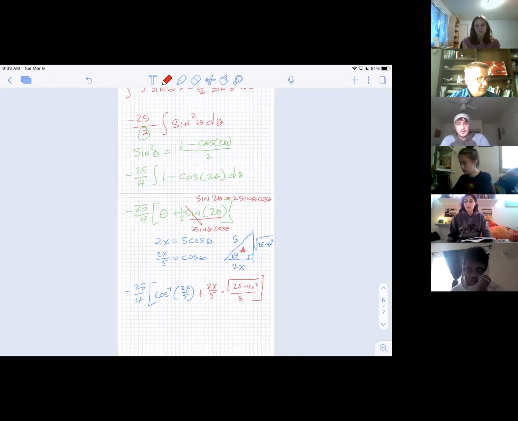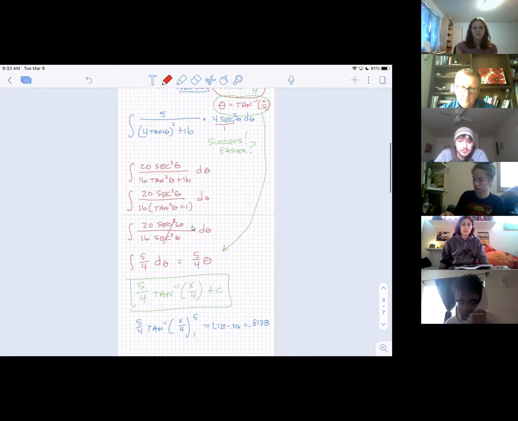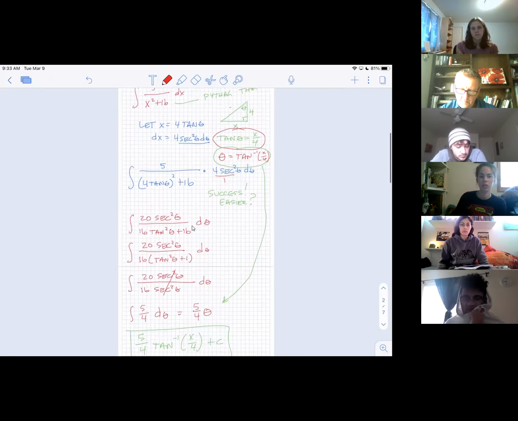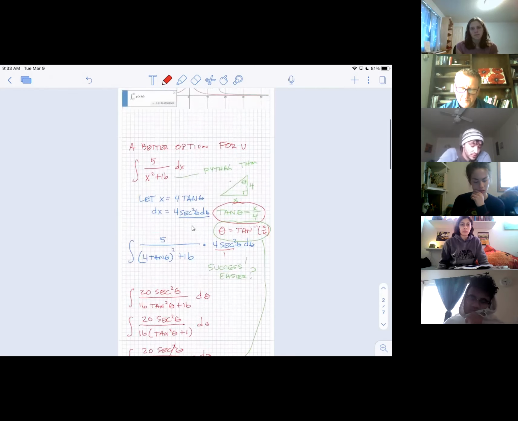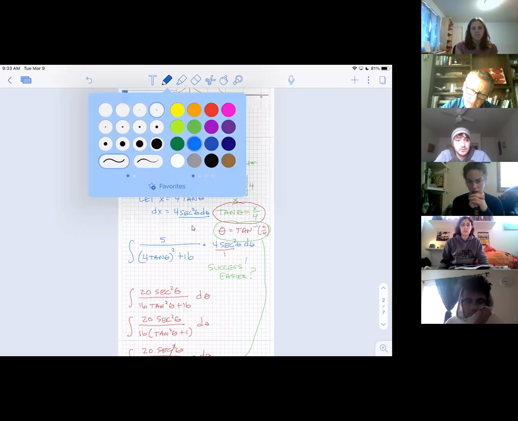I had a little question about the one we did beforehand. Sure. I just tried it a different way. I wanted to see the hole in my logic. It's the 5 over x squared plus 16 one, the one before this. Yep. I rewrote it as x plus 4 squared on the bottom, like parenthesis x plus 4 squared. Okay, we'll stop right there, because that's where you went wrong.